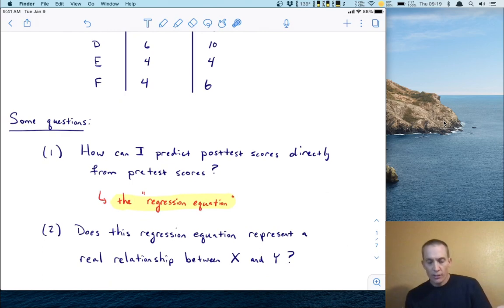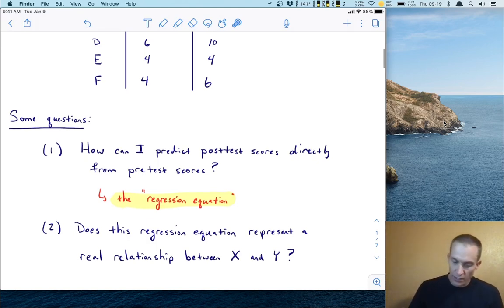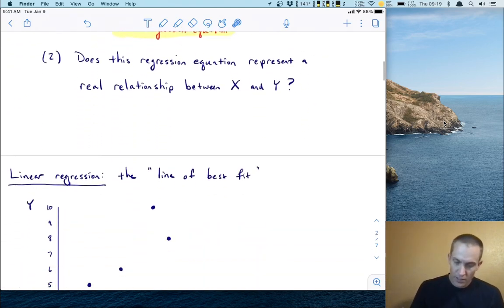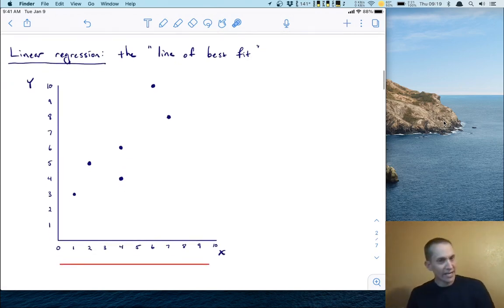The other question that I'm going to ask is this: does the regression equation that I've computed in question 1 represent a real relationship between x and y? As you might guess, this is going to get into some sort of hypothesis testing situation. So that's what we're going to talk about today. First of all, let's talk about linear regression, the regression equation.